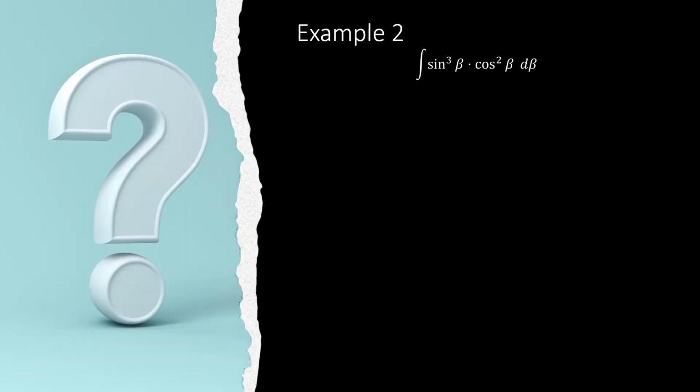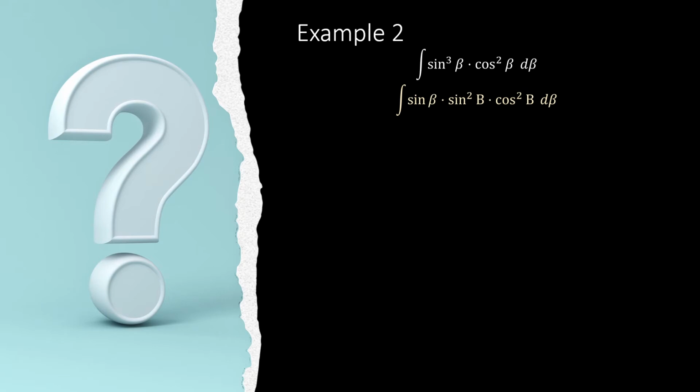Example 2, we have the integral of sine cubed beta times cosine squared beta d beta. So remember, when you have different functions, you kind of want to work with the one that's odd, and you want to set one of those aside. So instead of having sine cubed beta, I'd write that as sine beta times sine squared beta, and then I would leave the cosine squared beta alone.